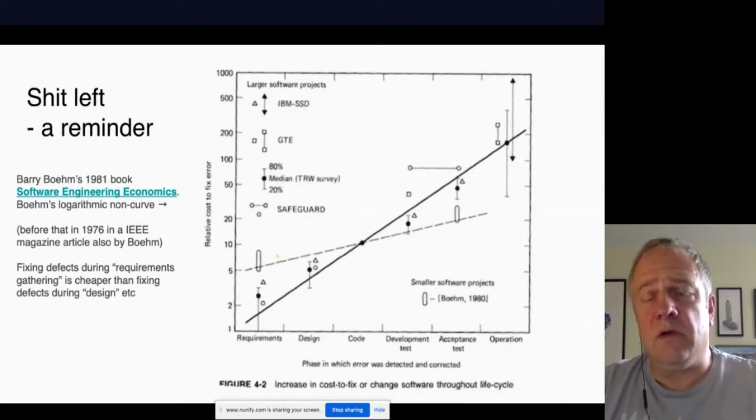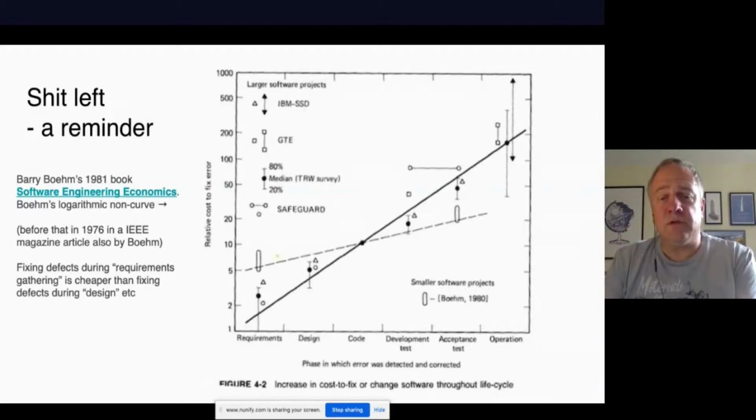He'd done a breakdown of some US projects at the government level. Safeguard is a missile project, by the way, if you can see that in that picture. He looked at where the defects would crop up in the build out of these large systems and how much it would cost to resolve them. And he came up with this little table.